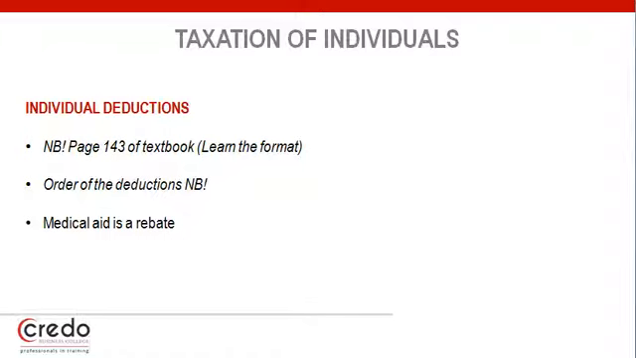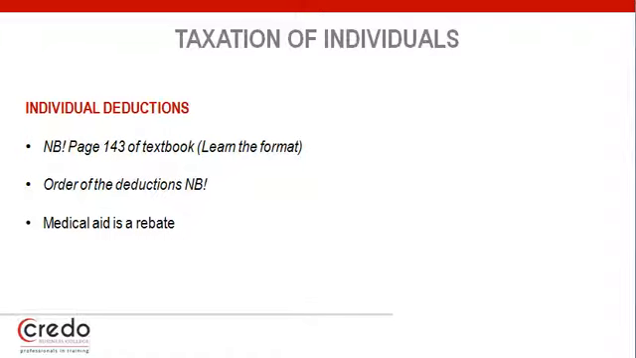So an individual will make a donation to a public benefit organization. They receive an official receipt, also known as a Section 18A receipt. To qualify for the donation deduction, an individual needs to be in possession of this receipt. You add all your donations made together for the year of assessment. That would be from the 1st of March till the 28th or 29th of February.